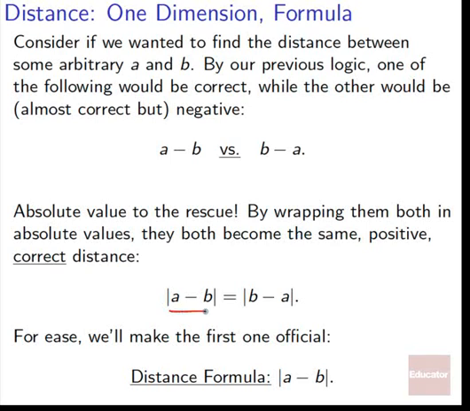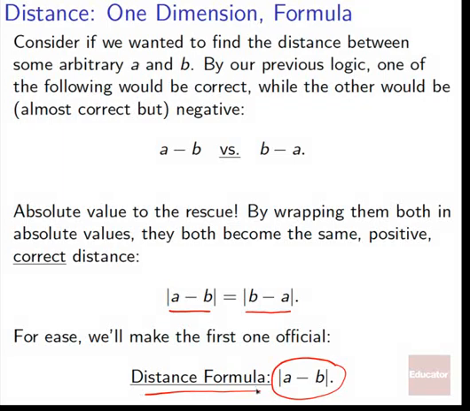So the absolute value of A minus B is the same thing as the absolute value of B minus A, because the only difference would be whether or not it's negative or positive, and they're both forced to be positive. So the absolute value of A minus B is equal to the absolute value of B minus A, which is just going to be the distance between A and B, which is the distance between B and A. For ease, we'll just make the first one official. So the absolute value of A minus B is the distance between those two locations. We just take the absolute value of the difference, and that gives us how far two things are apart when it's in one dimension, when we're just on the number line.